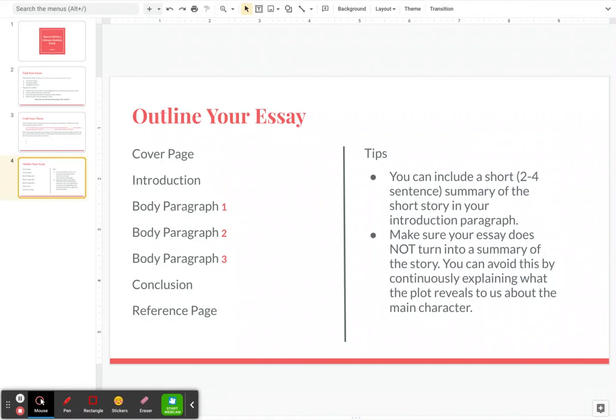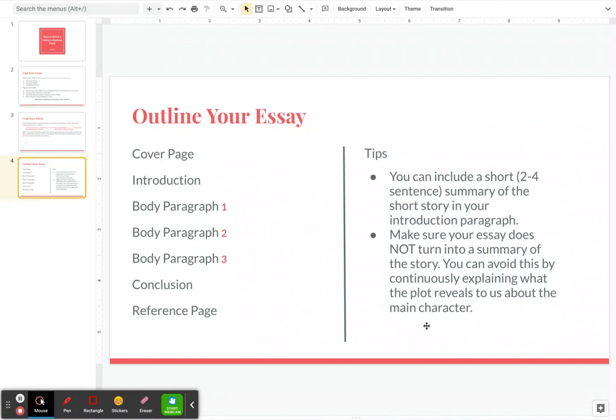Now, a couple quick tips for this essay. You may feel the need to summarize the entire plot or story of the essay, and you don't need to include everything, but if you need it, you can put a 2 to 4 sentence summary of the short story in your introduction paragraph right here. And that summary should be very concise and focused on the elements of the story that you will need to prove in your remaining body paragraphs. Okay, so it's an isolated summary.